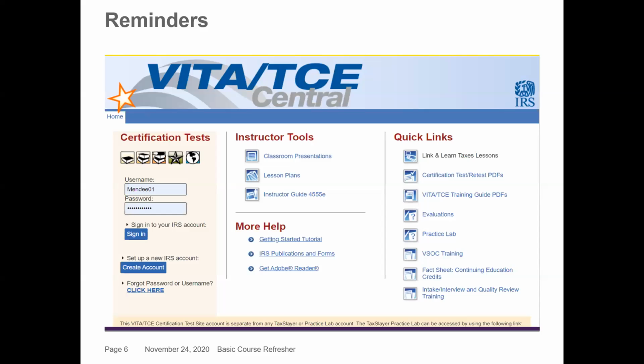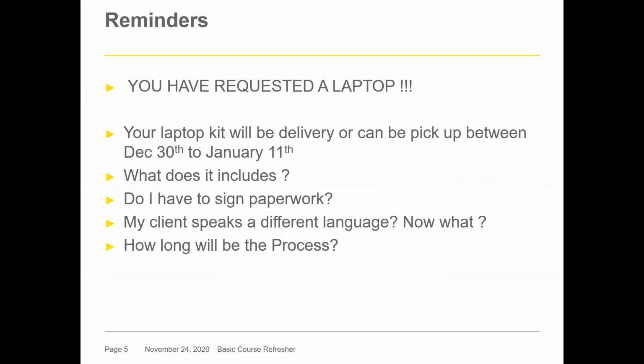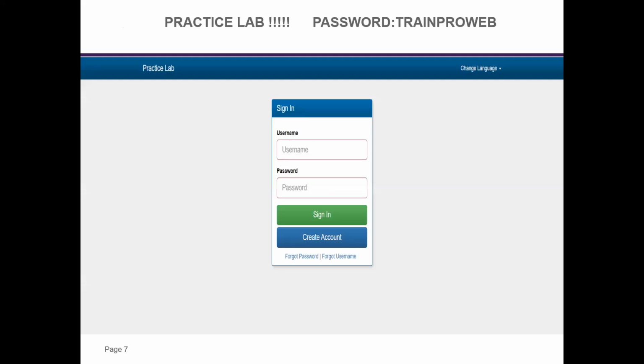LinkedIn Learn is open. If some of you have already started, I've seen it. If you want to start it, go right ahead. And don't forget the password for the practice lab, because all your answers are going to be in the practice lab when you finish everything. It's on Train Pro Web. The password for the practice lab is always Train Pro Web.